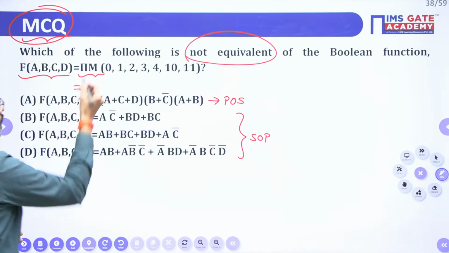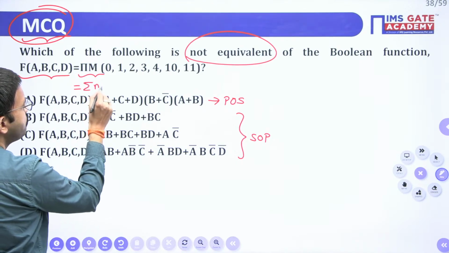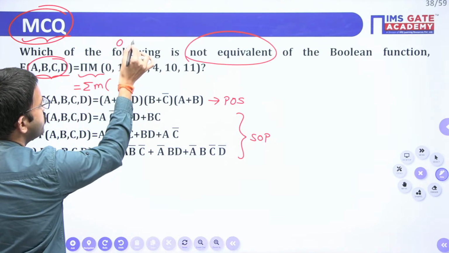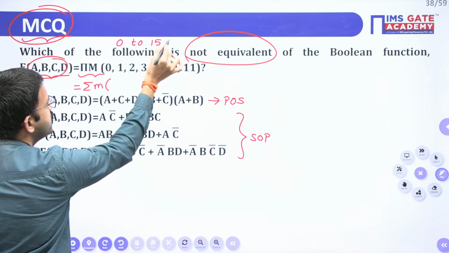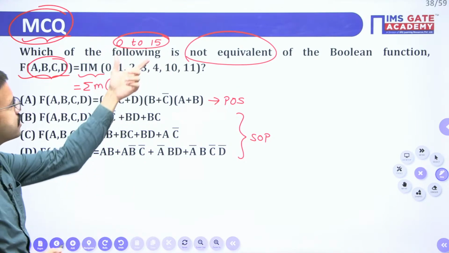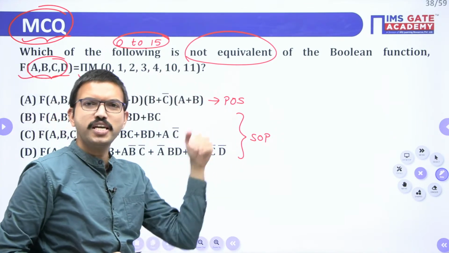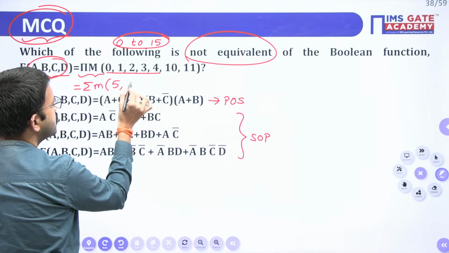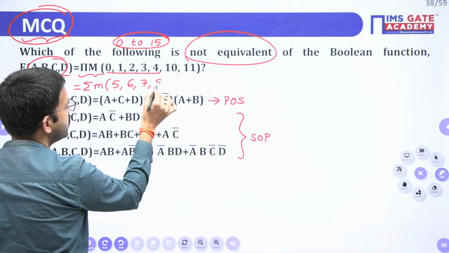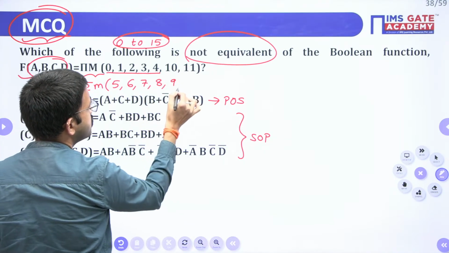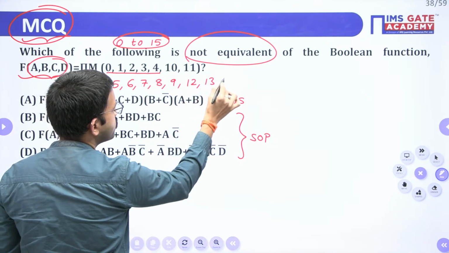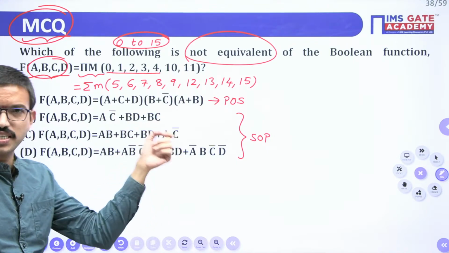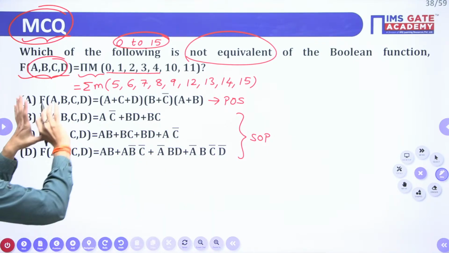Okay. So for the timing, I'm converting this one into sigma m form. Since it is a 4 variable function, for a four variable function, the corresponding decimal equivalents you will get are 0 to 15. Within this range, other than these combinations, the remaining will be min terms. 0, 1, 2, 3, 4 are present. So I will write the remaining terms: 5, 6, 7, 8, 9, 10, 11, 12, 13, 14, 15. I am giving the strategy in order to get the answer quickly. Now we have written sigma m form.